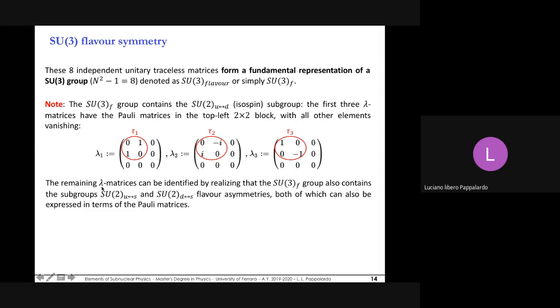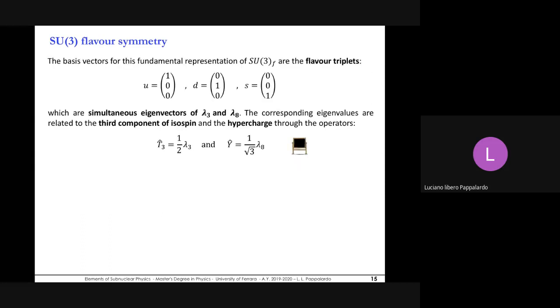The remaining Gell-Mann matrices can be identified by realizing that the SU(3) group also contains the other SU(2) quark exchanges, so up to strange and down to strange, both of which can also be expressed in terms of the Pauli matrices. So this is just to show that we are now working in a larger group, and the SU(2) group for the isospin symmetry is a subgroup of this more general flavor SU(3) group.